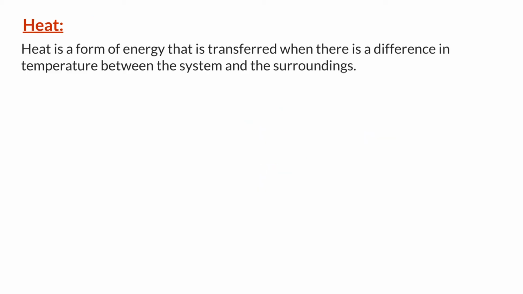system. Heat is a form of energy that is transferred when there is a difference in temperature between the system and surroundings. Heat always flows from a hotter substance, that is, the substance at a higher temperature, to a colder substance, that is, the substance at a lower temperature. Heat is represented by letter Q.